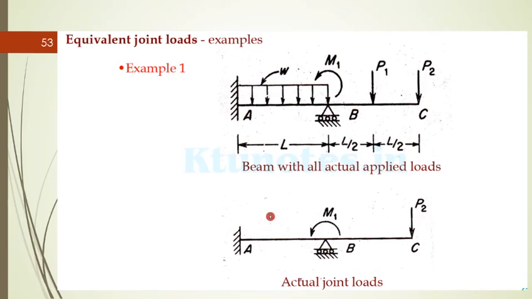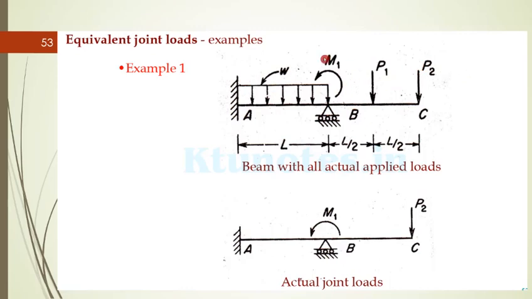Yeah. So now we are focusing on the problem, the equivalent joint loads example 1. So we can see from this figure that the load P2 is acting at the free end, it's okay, but P1 is not acting at a joint, so this has to be separated to an equivalent joint load. The M1 is okay, acting at a joint, but the UDL also has to be converted to an equivalent joint load. So this is the beam with the actual applied loads.